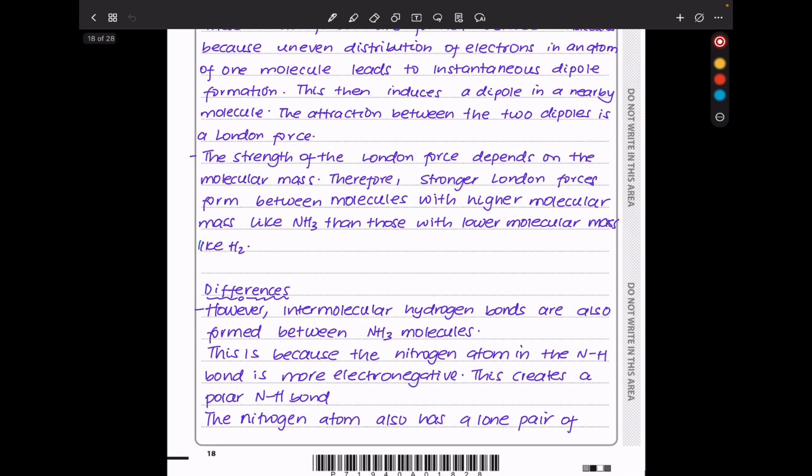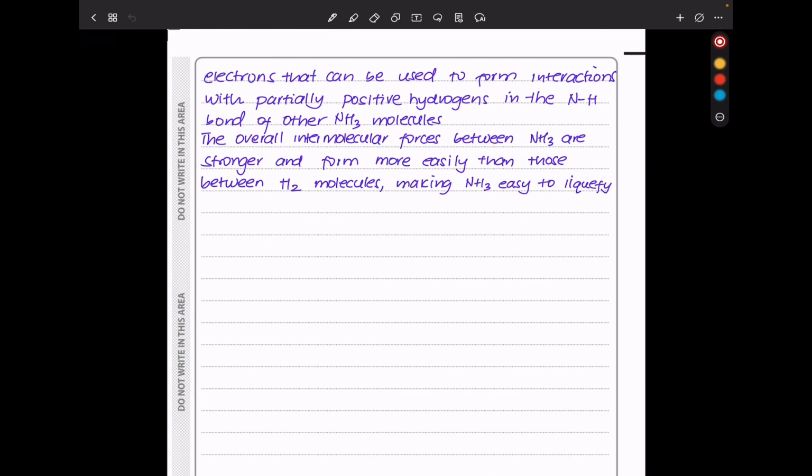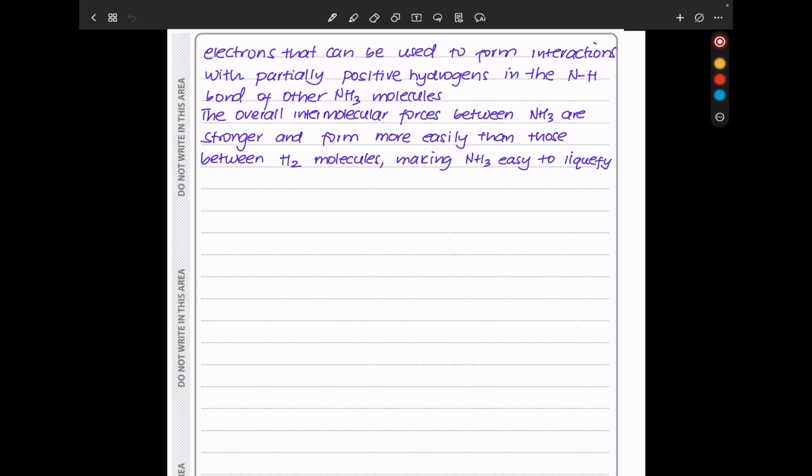Now, the differences are, however, intermolecular hydrogen bonds are also formed between ammonia molecules, and this is because the nitrogen atom in the nitrogen-hydrogen bond is more electronegative. This creates a nitrogen-hydrogen bond which is polar, and the nitrogen atom also has a lone pair of electrons that can be used to form interactions with the partially positive hydrogens in the nitrogen-hydrogen bond of other ammonia molecules. So the overall intermolecular forces between ammonia are stronger and form more easily than those between hydrogen molecules, causing ammonia to liquefy easily.